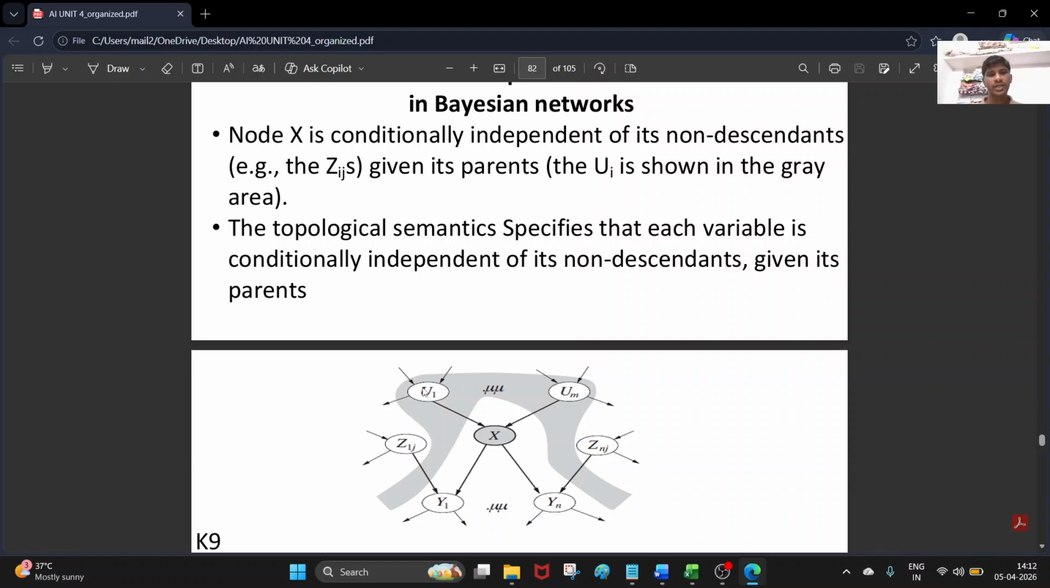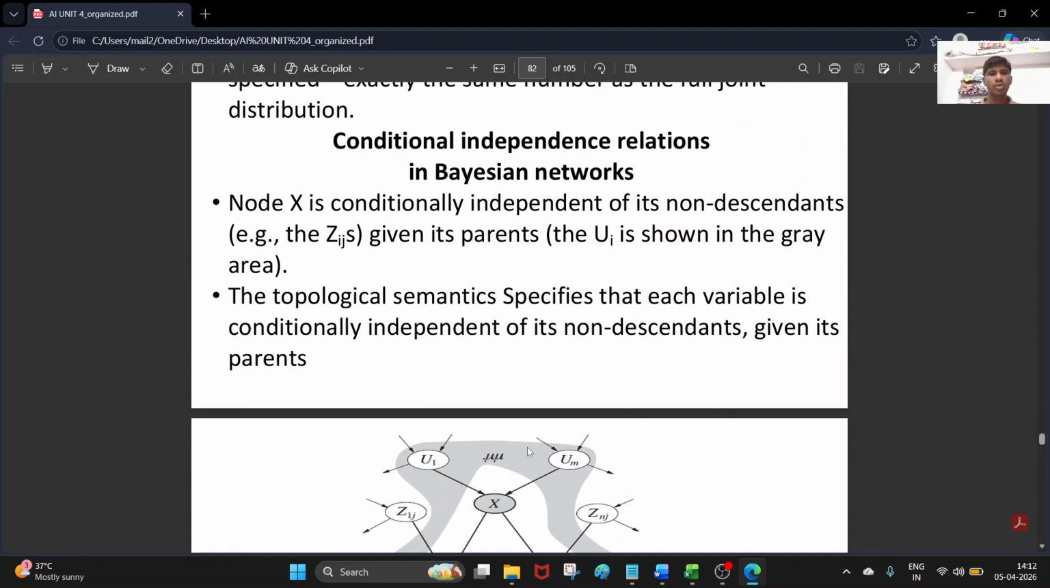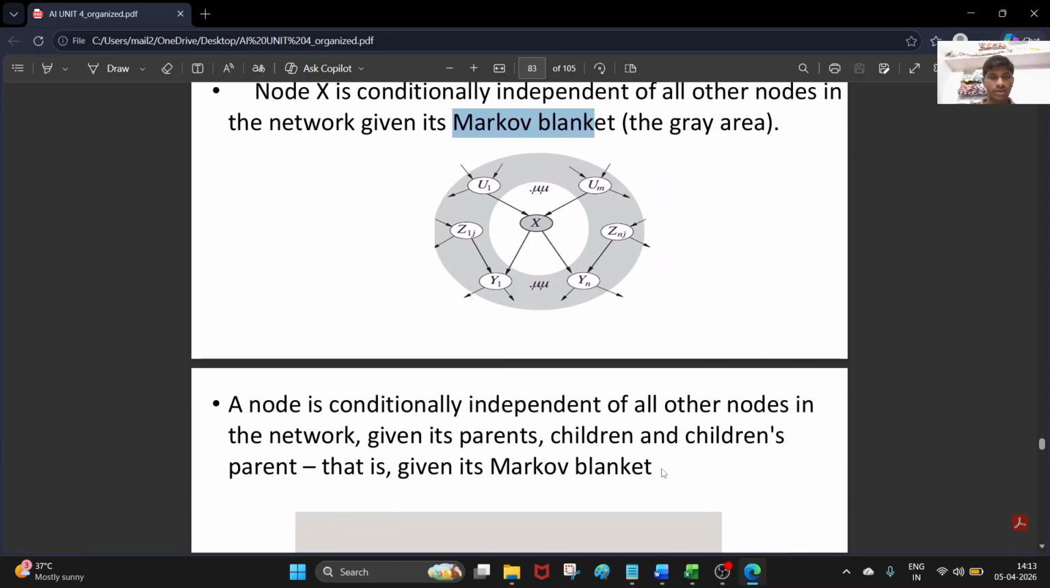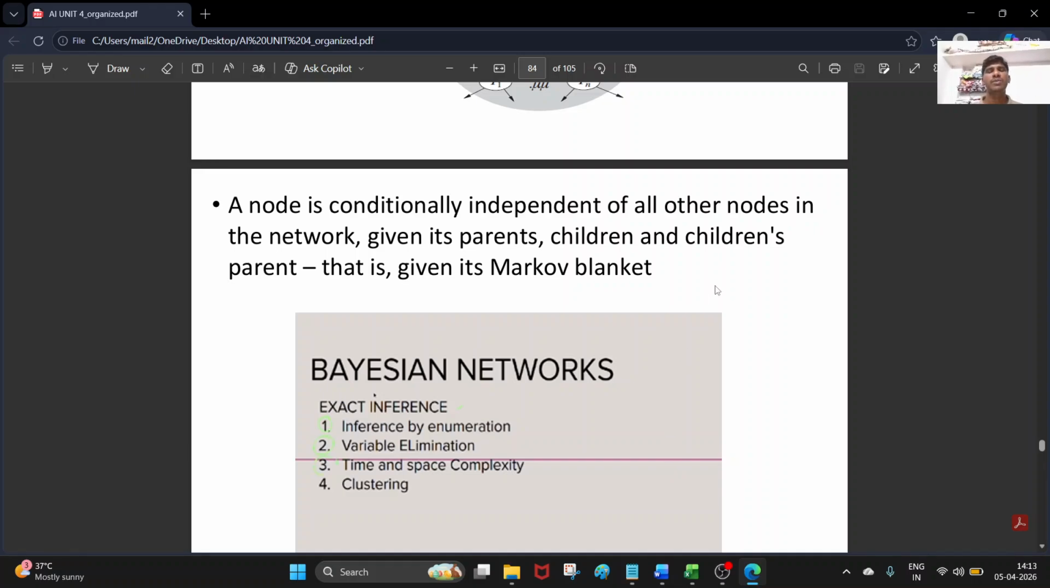So it is dependent on its parent and it is independent of its non-descendants. So it is called topological semantics. Another is the Markov blanket, which is nothing but the node X depending on its parents, its children, and also its children's parents. So this entire circle forms the dependent nodes. Another one is independence. So this is regarding the semantics of Bayesian networks.